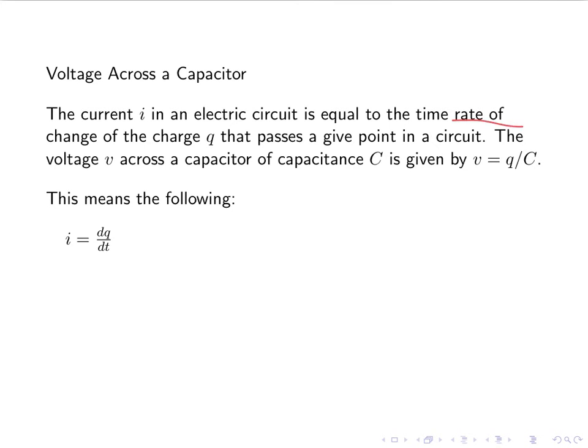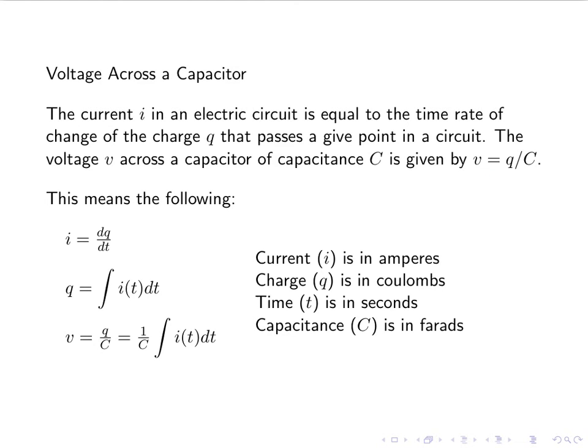Again, the time rate of change means d/dt. So I is dq/dt, the time rate of change of the charge. If we integrate that, we get that q is the integral of I of t dt. And then V is q over C, but q is the integral, so V is 1 over C times the integral of I of t dt. And just so that we're all clear on the units, current is in amperes, charge is in coulombs, time is in seconds, and the capacitance is in farads. I think that's how you say it, I could be wrong.